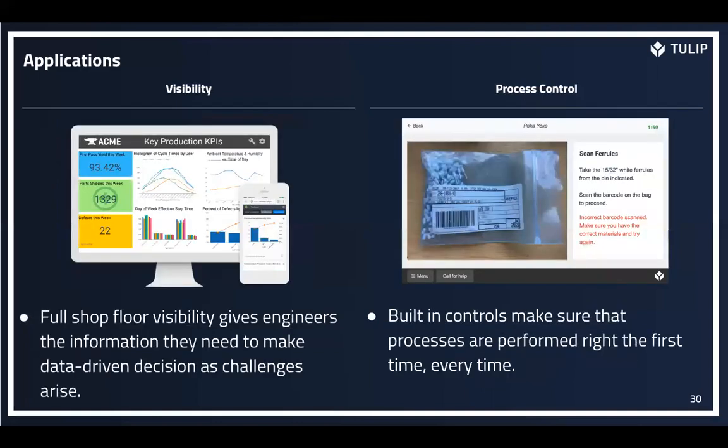And so on the engineering side, you get things like immediate production visibility. So the full shop floor visibility gives engineers the information that they need to make real continuous improvement decisions as they go based on real production data. And you get process control. So you have built-in controls that make sure that processes are performed right the first time, every time, and that there are immediate corrective actions taken and barriers put in place so that things don't go wrong in the first place.